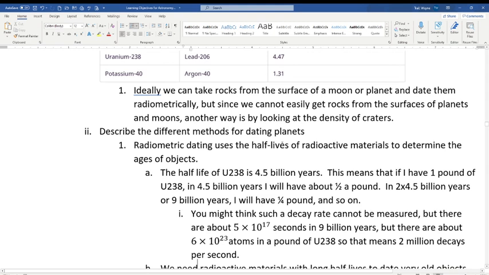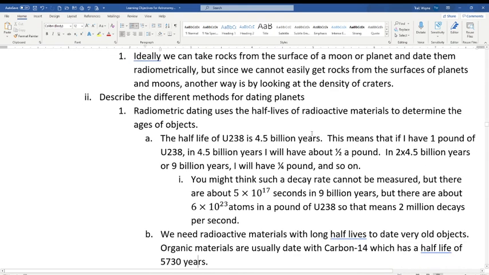So I'll give you an example of radiometric dating. The one we just talked about was uranium-238. By the way, the 238 is its atomic weight. So uranium has 92 protons.